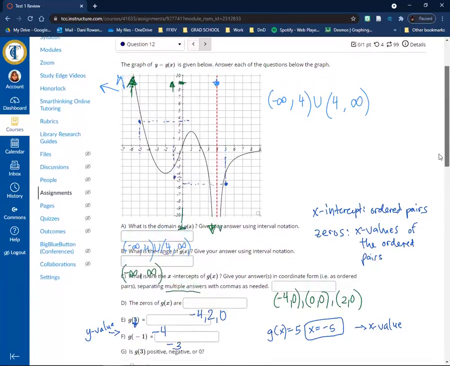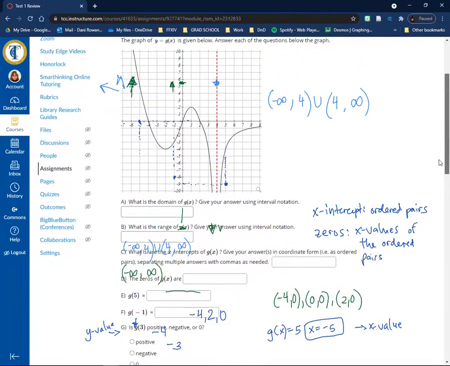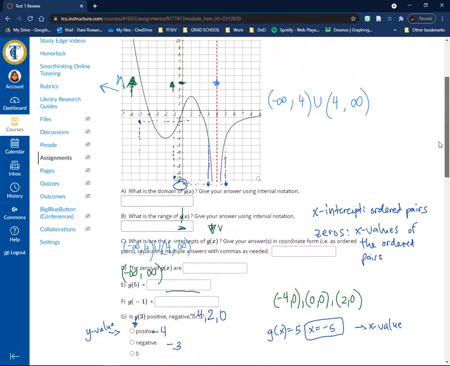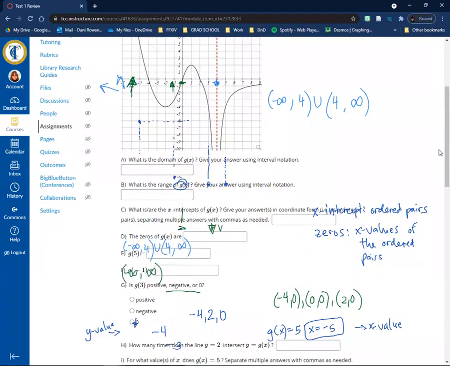Oh, I can't do that, but that's okay. So is g of 3 positive, negative, or 0? Negative. Yeah. If we go to g of 3, that's here. That's a negative number. Sorry, this is going to get a little funky because I have to scroll down to the rest of the questions. So this is negative.